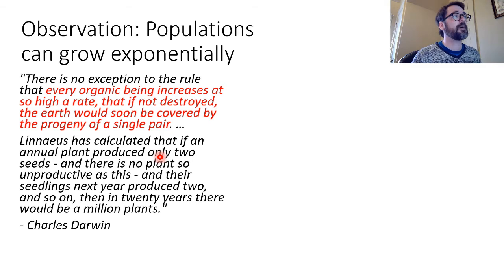And he goes on to say, well, this famous old dude Linnaeus had calculated that if an annual plant produced only 2 seeds and then dies, right? And he sort of points out that there isn't a plant that does this. Most plants make thousands or hundreds of seeds. But if there was such a species of plant that only made 2 seeds and then died, and then next year their seedlings produced 2, and so on, in 20 years there would be 1 million plants.